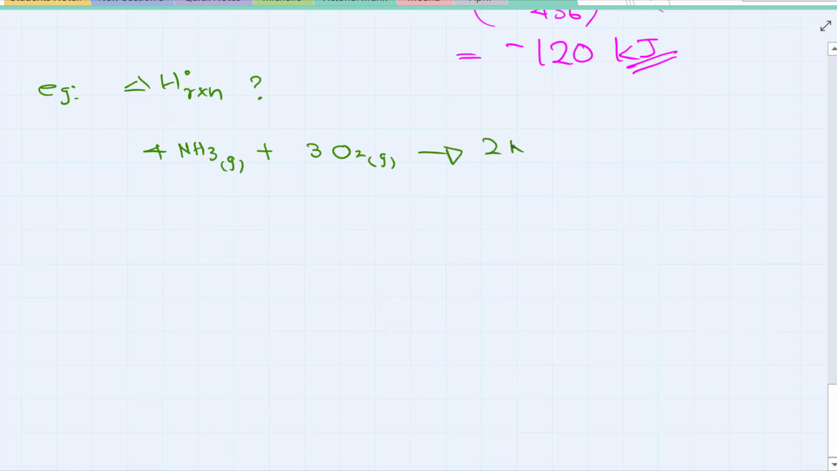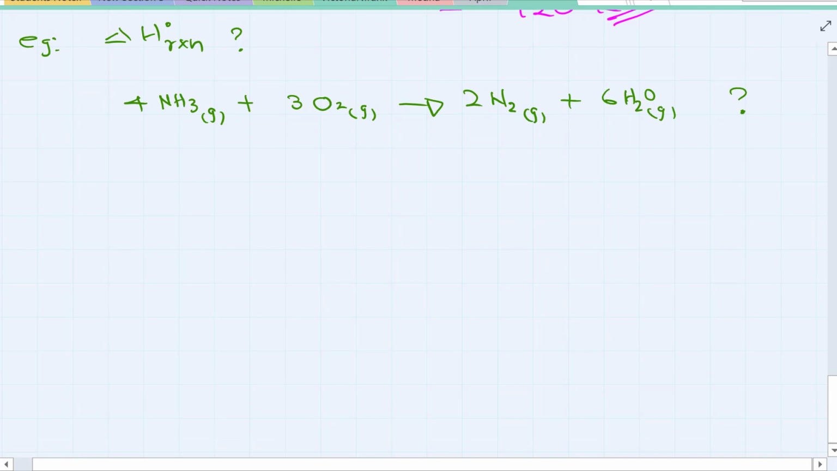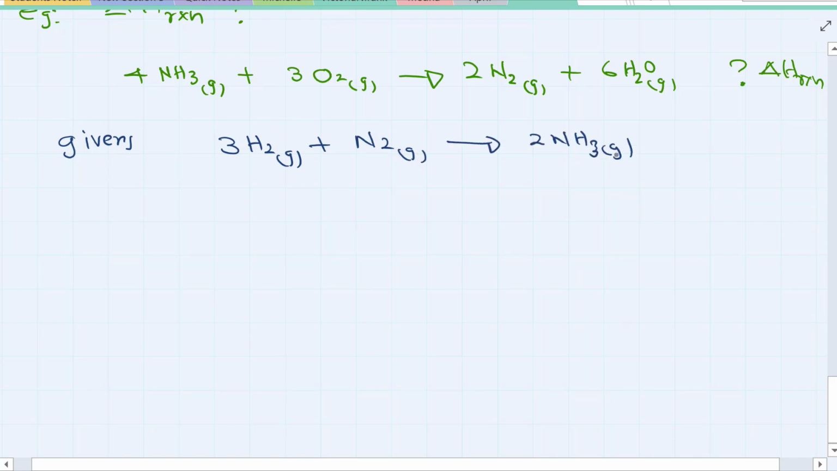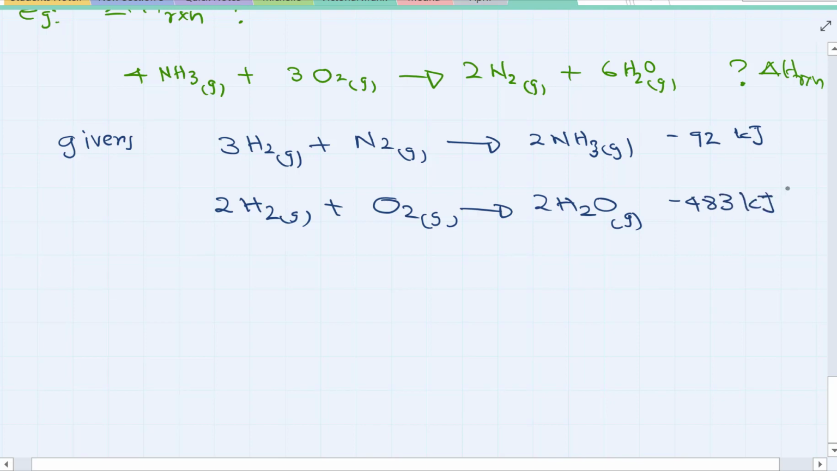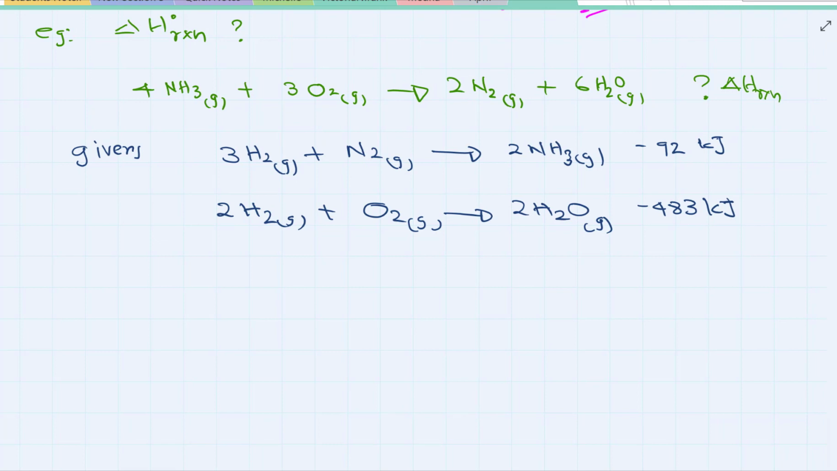Look at this one. People have been asking about this many times in different questions. So 4 ammonia plus 3 oxygen gives you 2 nitrogen and 6 water, all gases, and you are looking for the delta H of the reaction. Now, what are the givens? The givens are this way, given for each reaction. For ammonia, it's minus 92 kilojoules for 2 ammonia production, and 2 water gas production is minus 483 kilojoules. Make sure there is no kilojoules per mole. It's given per kilojoule, for the reaction.